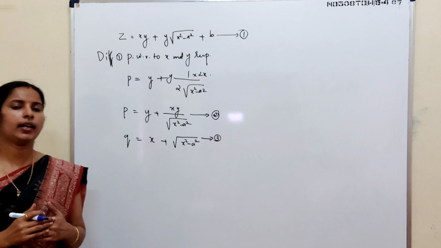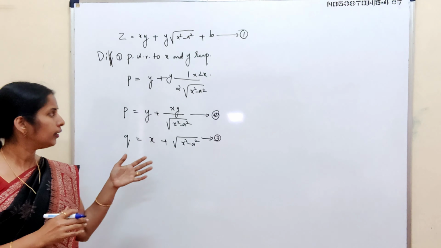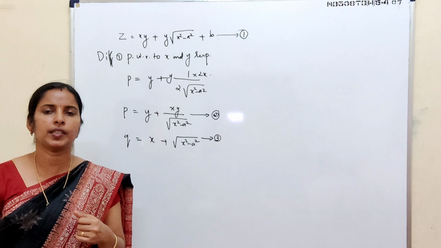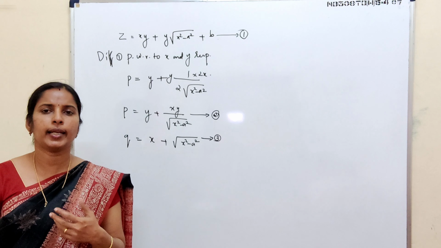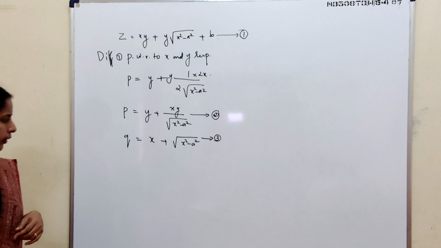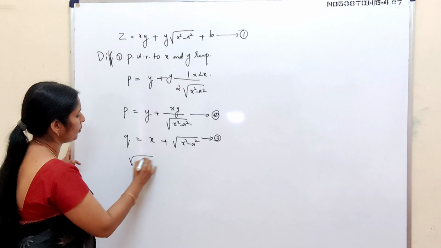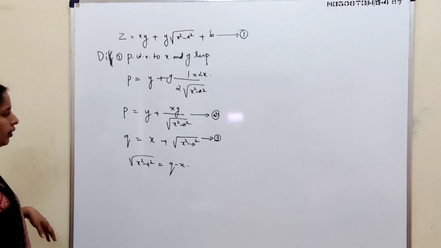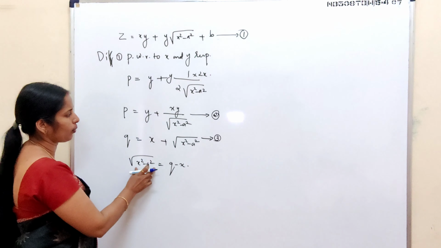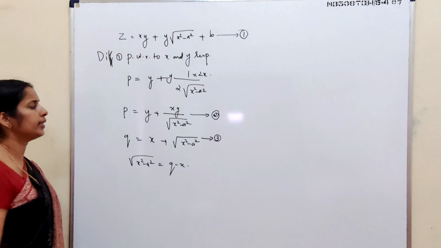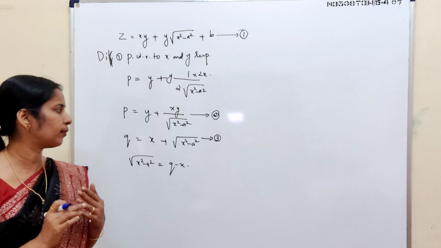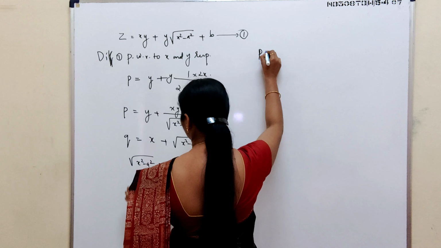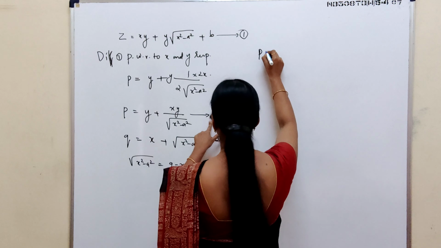Then we eliminate the arbitrary constants. Here the arbitrary constants are a and b. You try to find a partial differential equation which is independent of a and b. So you try to eliminate a and b. From equation number 3, what is root x square minus a square? It is q minus x. You put this in equation number 2, then you can see it is an equation with the partial derivatives which is free from a and b. So you put root x square minus a square equal to q minus x in equation number 2.